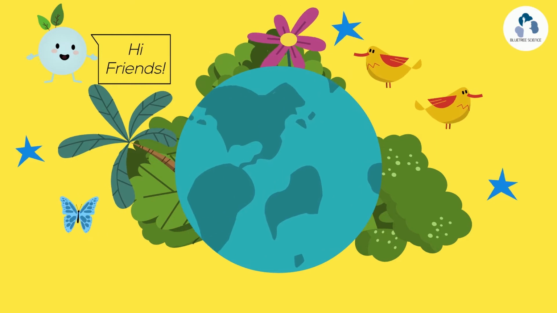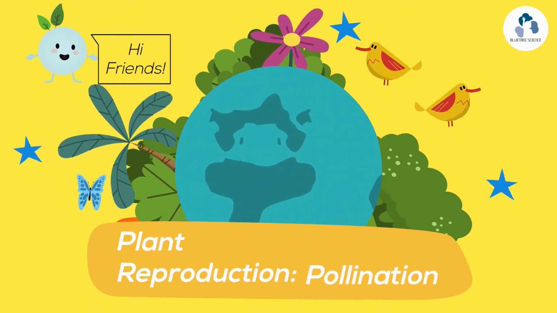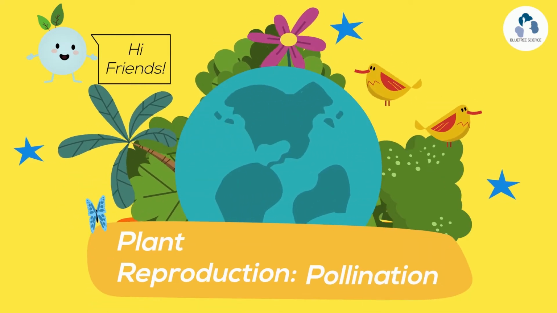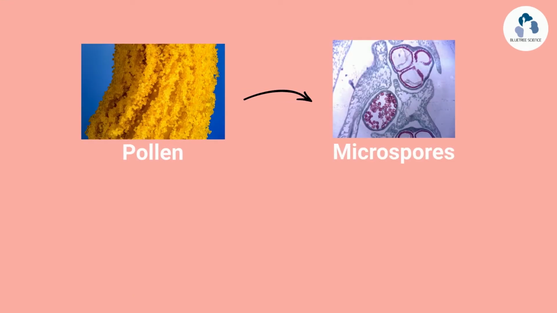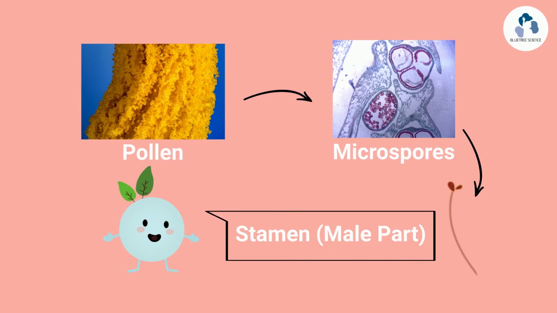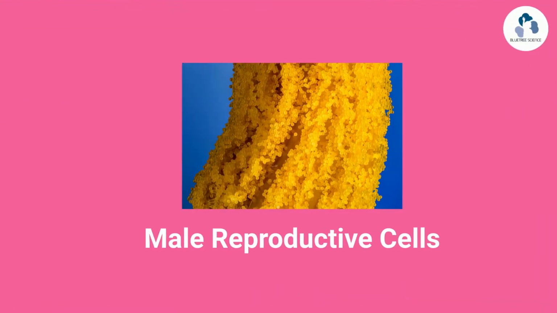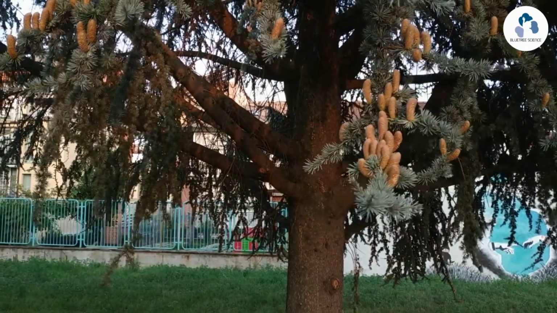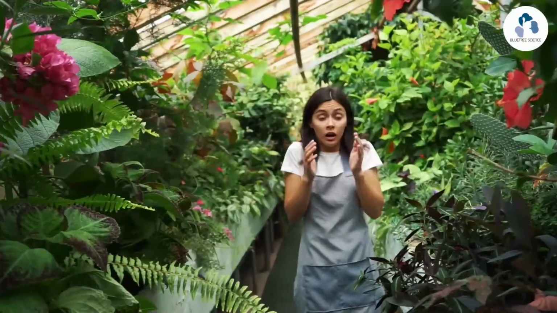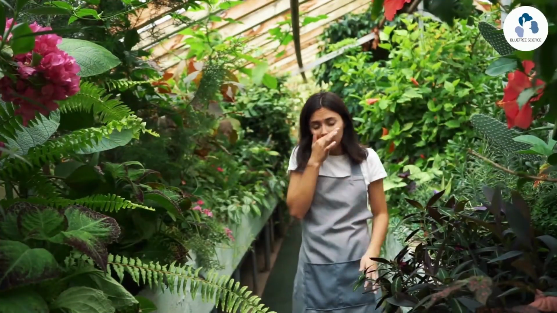Today, we will be learning about the pollination stage of flowering plants. Pollen is a fine powder made up of microspores produced by the male part of the flower. Pollen carries the male reproductive cells of plants. It is usually yellow and can make you sneeze. Some people are even allergic to pollen.